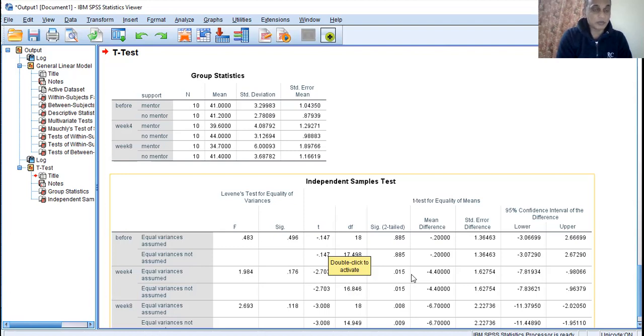This means that for week 4, as far as mentored and non-mentored are concerned, there is a significant difference in their stress level. The same thing goes for week 8, where the t value is 3.008 and the significance is 0.008. This means the difference in stress between the two is increasing as time is progressing.